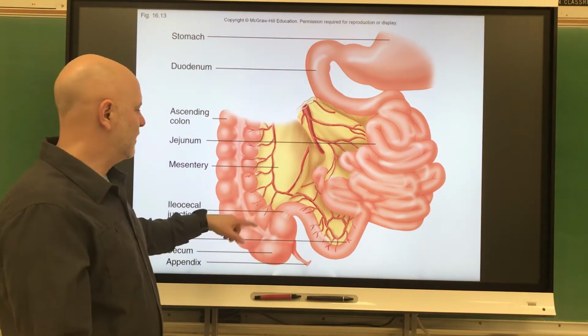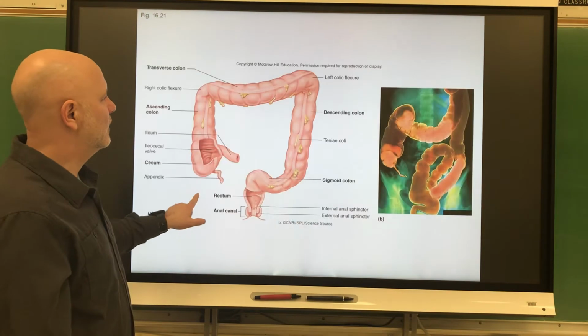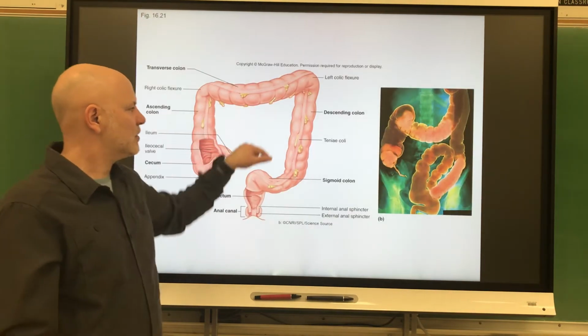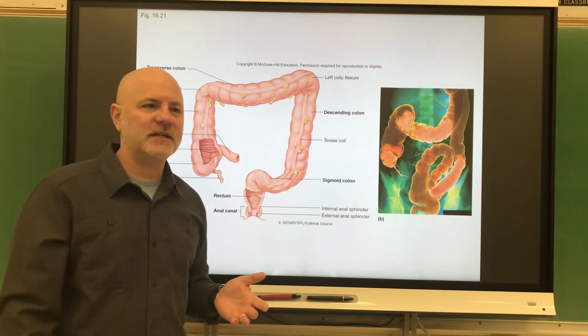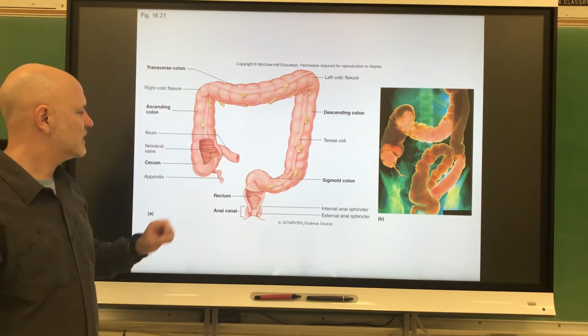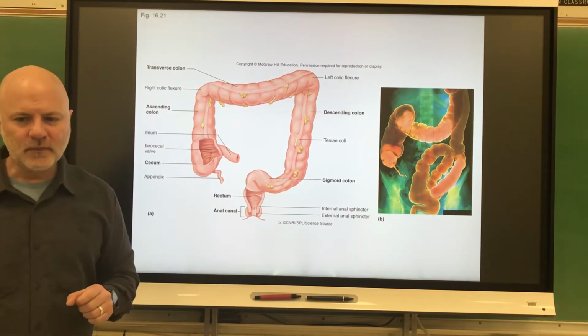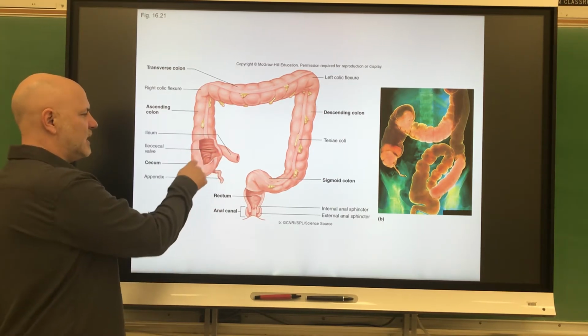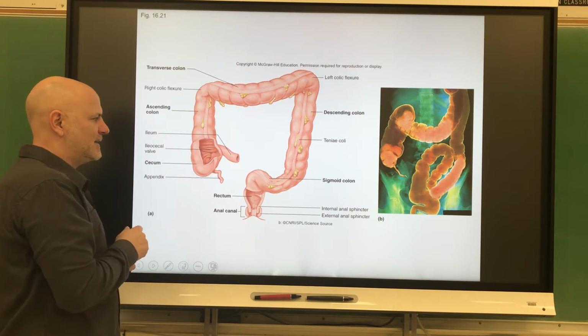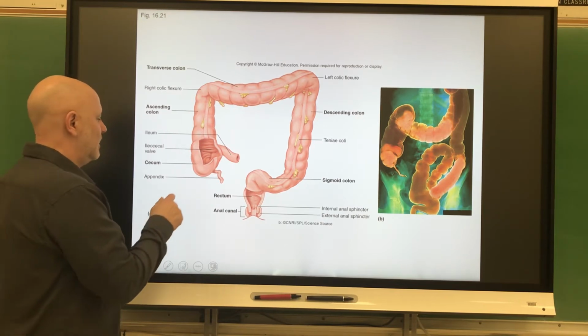All right, let's move on to the large intestine. So this is showing a picture of our entire large intestine. This is a tubular organ that extends from the ileum, which is the end of the small intestine, to the anus. All right, so let's look at parts of the large intestine. The first is the cecum. So this is a sac that houses bacteria.